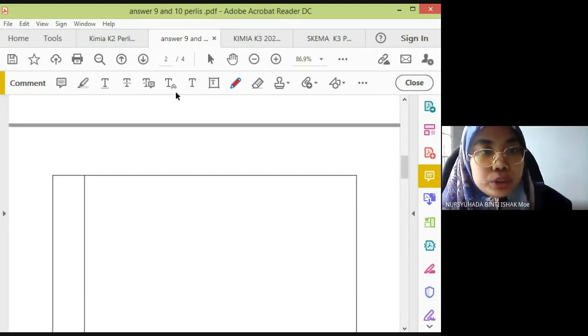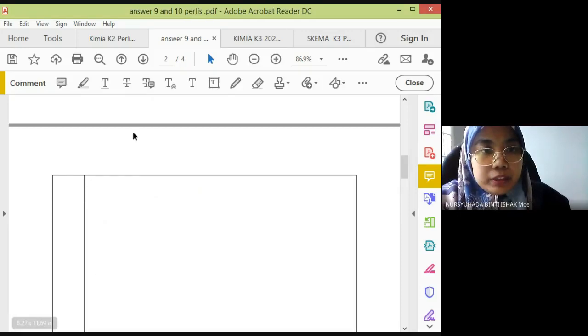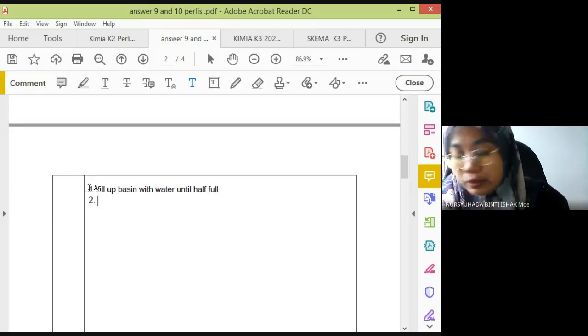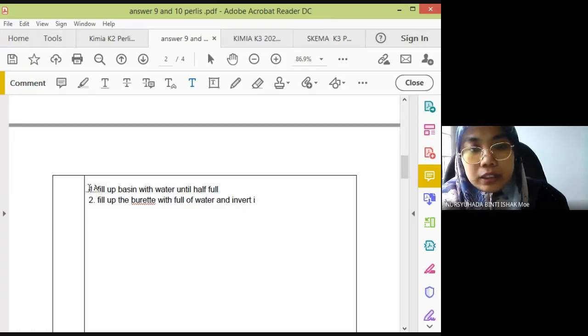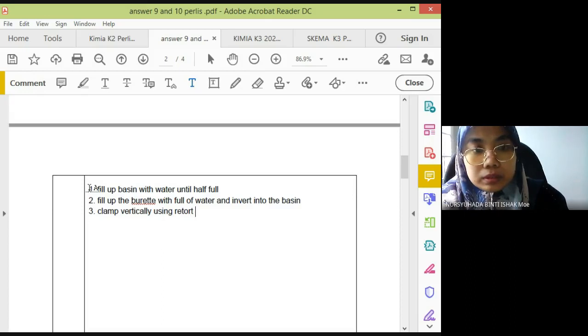Okay, now kita tulis dia punya procedure. The first procedure: fill up basin with water until half full. Point yang kedua: fill up the burette with full of water and invert into the basin. Point number 3: clamp vertically using retort stand. Number 4: then baru kita bubuh 5 gram of zinc granule.